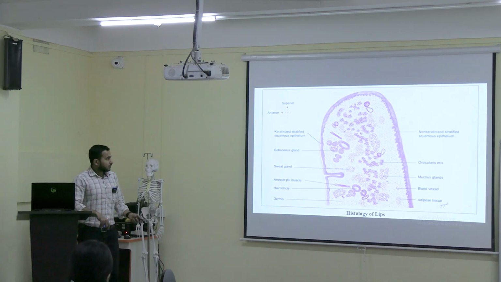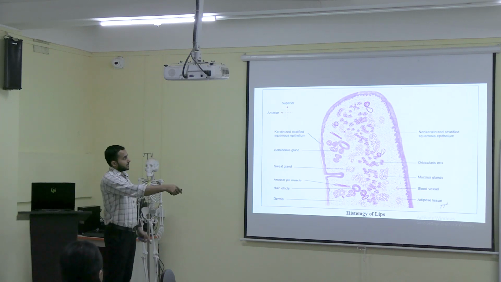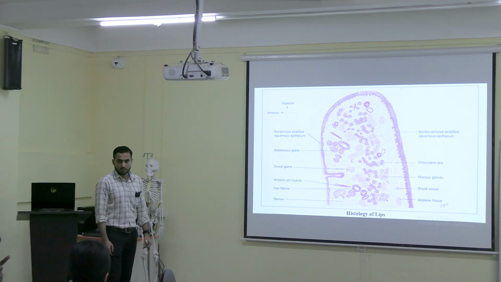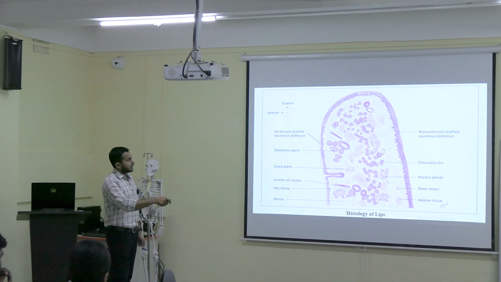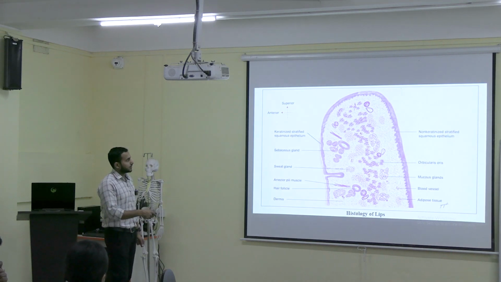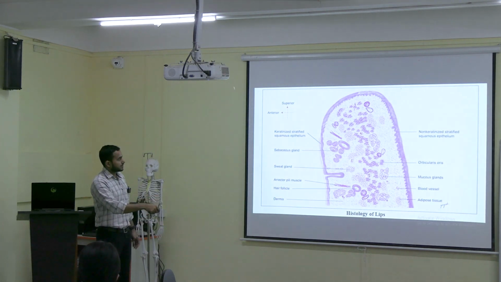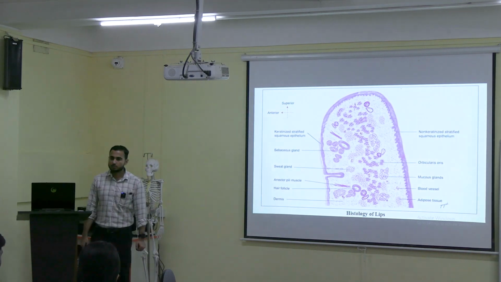Now next, here you can see deep to the lining epithelium, loose connective tissue is there on both sides. Now deep to that you can see the glands are present. Mucous glands are present over here, sebaceous glands are present. And then in the center, the main mass of both lips is made up of the skeletal muscle, that is the orbicularis oris.